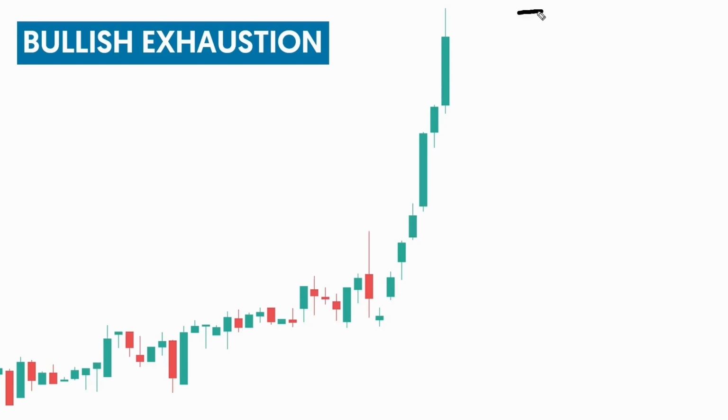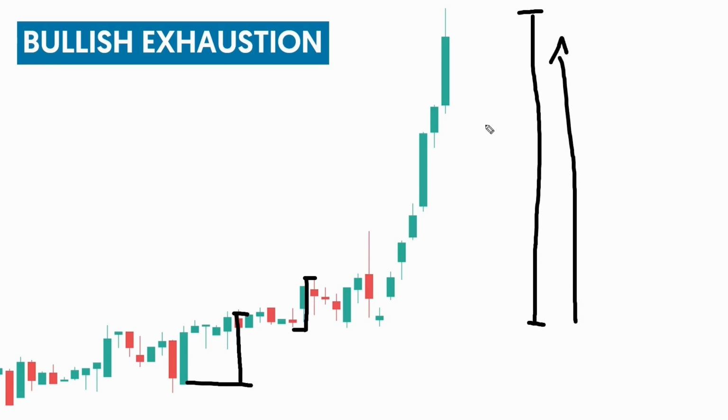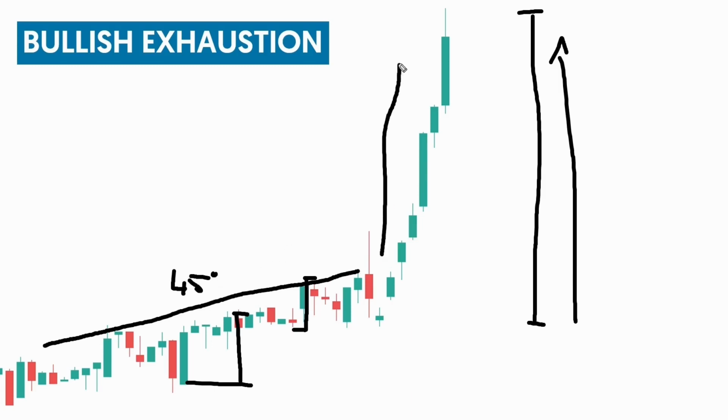Guys, look at this. This is the size of this move and this was the size of this previous move. This was the size of these previous moves. Look how big this is. Look how big the candles are. Look how the trend changed from a 45 degrees angle to something almost vertical. When you see candles like this, it is not a place where you want to think about going long.